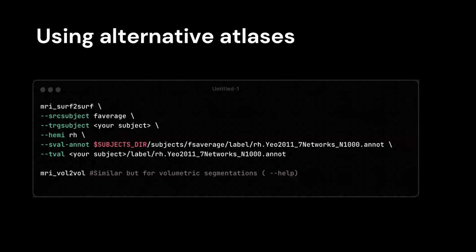So here's an example of how to use alternative atlases. Here I'm using the Yeo 2011 atlas for a functional analysis. So this is something that you can do. You just basically point, instead of using fsaverage with the Desikan-Killiany or any other, you just select the other atlas that you're interested in using.